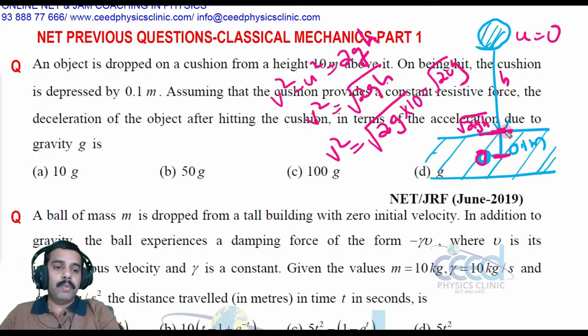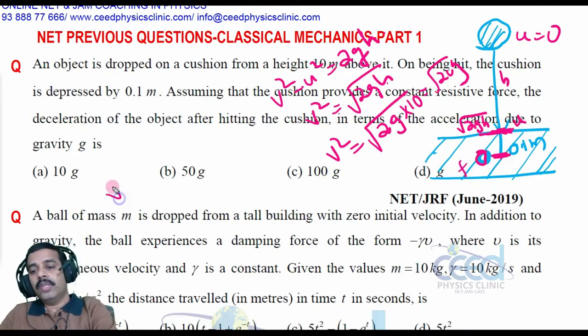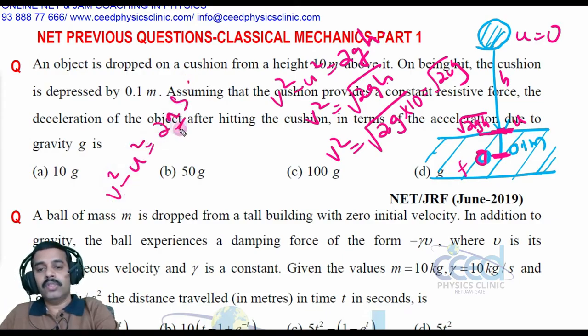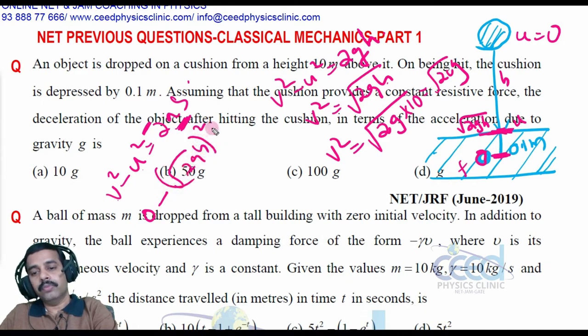Now we can apply this equation here. This is my initial velocity, this is my final velocity. So again v square minus u square is equal to 2as. Here a is deceleration, because the acceleration is going to decrease, so there is a negative sign. So v is 0, and u square is root 2gh the whole square, minus 2as.